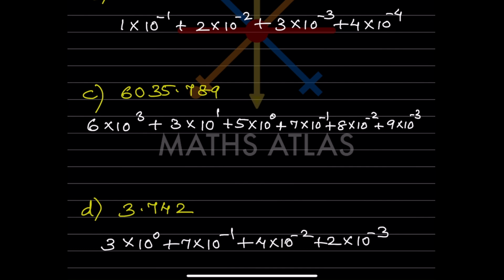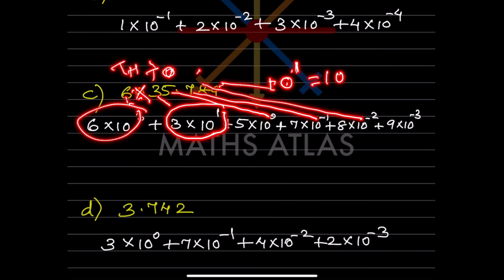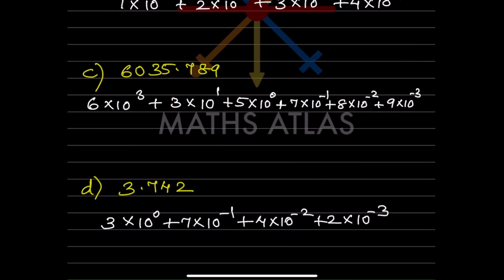Now look at here. This is the ones, tens, hundreds, and thousands. So now what will you write here? 6 into 10 raised to 3, because 1000 means 10 raised to 3. For this one, we don't have to write anything. 3 means it is in the tens place. So tens place means, how do we write? 10. 10 raised to 1 is 10. So we write 10 raised to 1. 5 into 10 raised to 0. 7 into 10 raised to minus 1. 8 into 10 raised to minus 2. And 9 into 10 raised to minus 3.